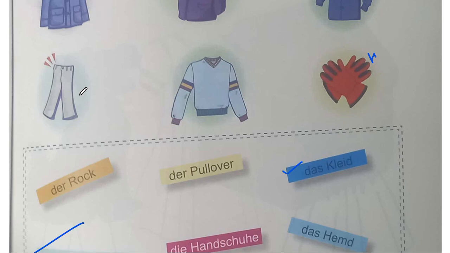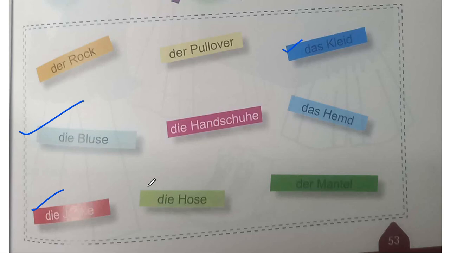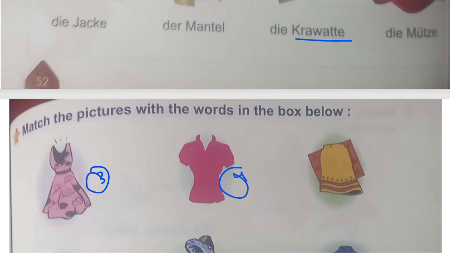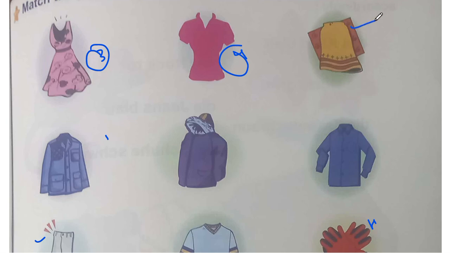Whenever you're talking about pants, as you can see over here, you will use Hose. Yep, it's over here. Whenever you're talking about pullover, it's over here. The Rock is your skirt. Do we have a skirt over here? I guess this was a skirt itself. Oh yeah, this does look like a skirt now that I see it. It is a skirt.